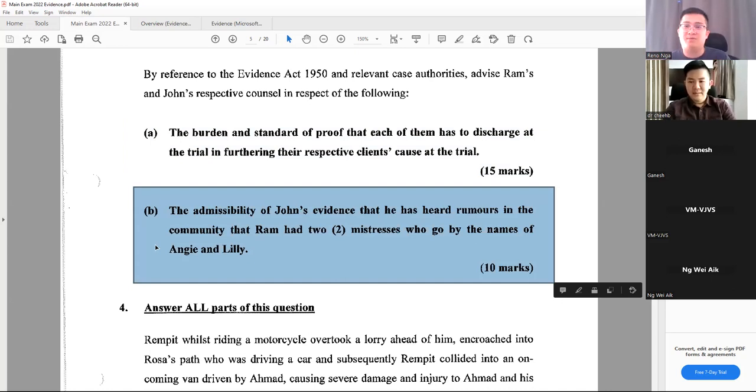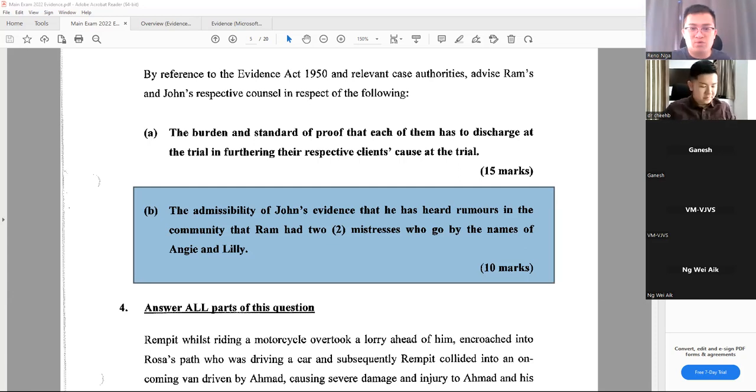So in this case, very simple, the general rule is what? Best evidence. Best evidence means the maker must come. Who is the maker? The so-called source of the rumors must come. If cannot come, it's hearsay. So what happened is a hearsay, inadmissible. Who says so? Supermarine says so. That's it. Unless you can apply any exception to it. So 10 marks, I think, okay?